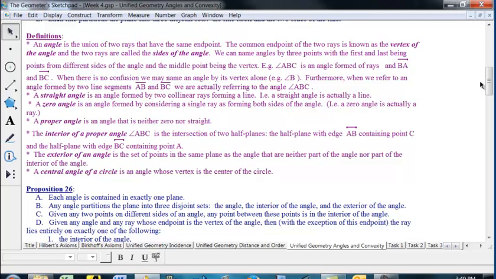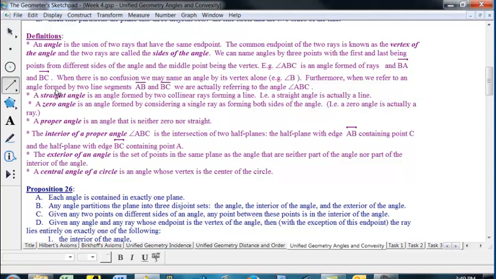Now let's talk about an angle. An angle is going to be the union of two rays that have the same endpoint. The common endpoint of the two rays is known as the vertex of the angle, and the two rays are called the sides of the angle. We can name angles by three points, with the first and last being points from different sides of the angle, and the middle point being the vertex.